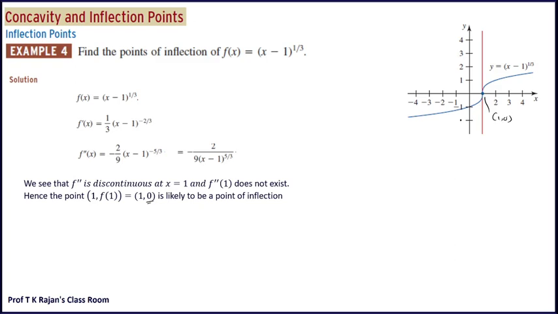Even otherwise, you calculate taking values left and right of 1, say for example 0 and 2. You calculate f double dash of 0 and similarly f double dash of 2. You can see that they will be opposite in sign, and hence we can make sure that this (1, 0) is also a point of inflection. So this curve is having only one point of inflection, which is (1, 0).